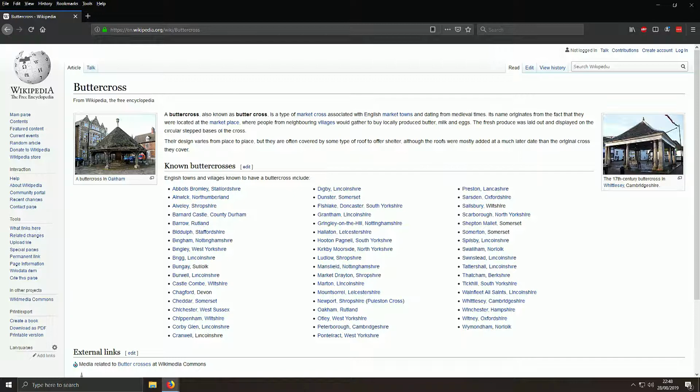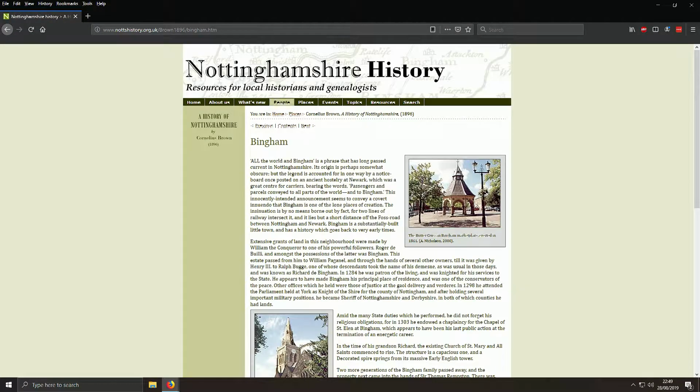But hang on a second, let me just check that building again. So here we are in Nottinghamshire history. Ooh, I hate words with shire on the end, I can never say them correctly. And it was actually built in 1861, so that's not really medieval times, is it?